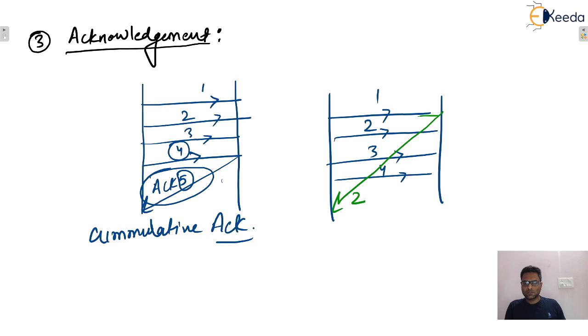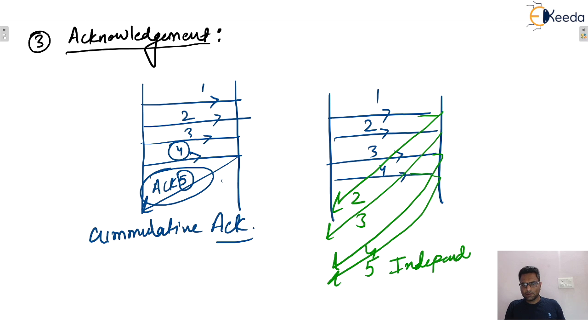For packet number 1, acknowledgement number 2 will be there. For 2 it is 3, for 3 it is 4, for 4 it is 5. So these will be the independent acknowledgements. Independent acknowledgement means for every packet there will be an acknowledgement. Here packet number 1, so the acknowledgement number will be 2, 1 greater than the packet number. If the packet number is 1, then 1 plus 1, so the acknowledgement number will be 2. And what does this 2 mean? Acknowledgement number 2 means the receiver is expecting packet number 2 next.